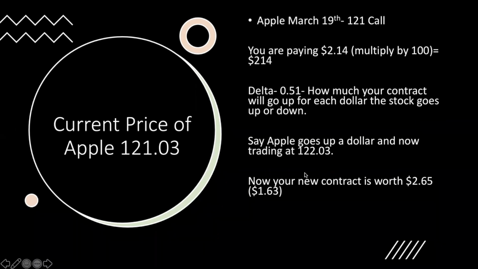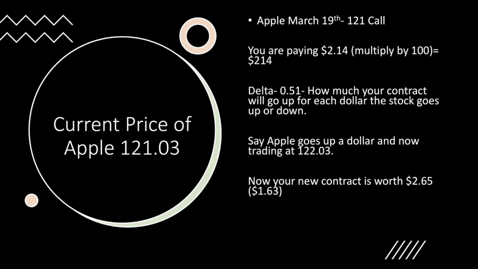Delta also works if Apple goes down. Say Apple actually went down to $120.03, you would lose 51 cents on your contract. So now your contract would be worth $1.63 or $163, just because Apple went down a dollar. You can kind of see the risk and reward.